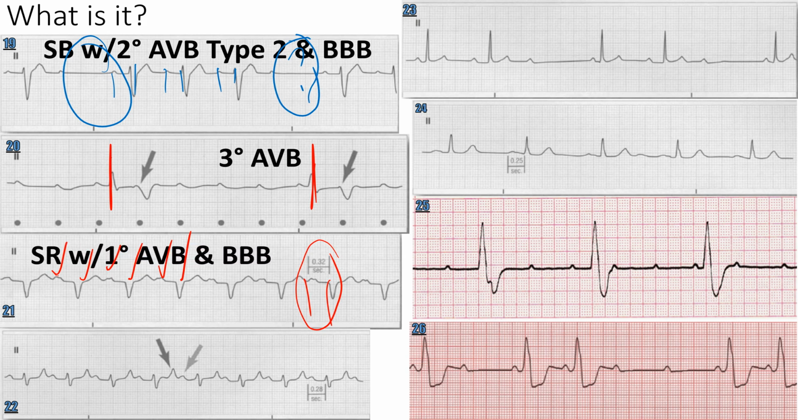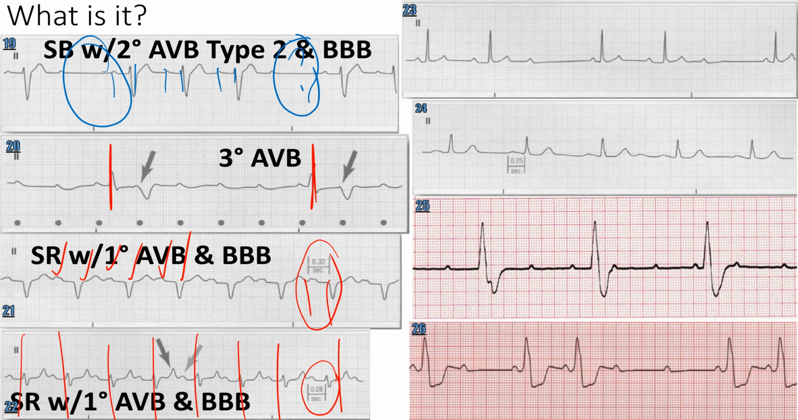What about the bottom one there? What is it? I got a 0.28 PR interval, and this looks pretty regular to me. So that means I got what going on? We've got P waves followed by QRSs. Yeah, every single one is followed by a QRS, right? The PR interval is the same every single time. In third degree blocks, they're not the same every time, right? So that's a first degree AV block. And they got a bundle branch block too.